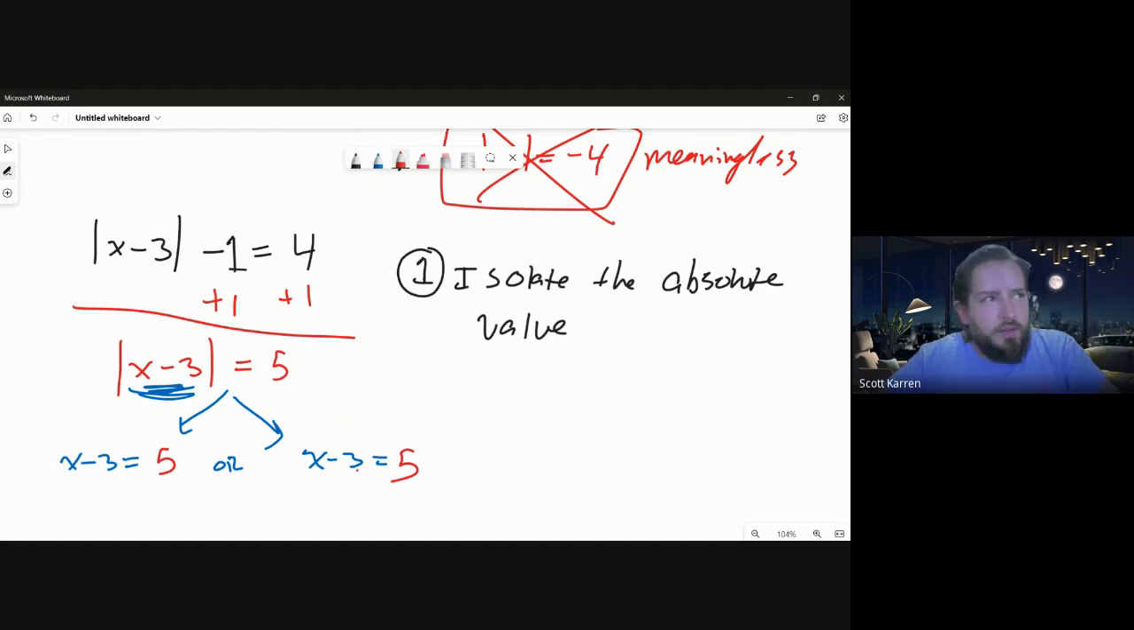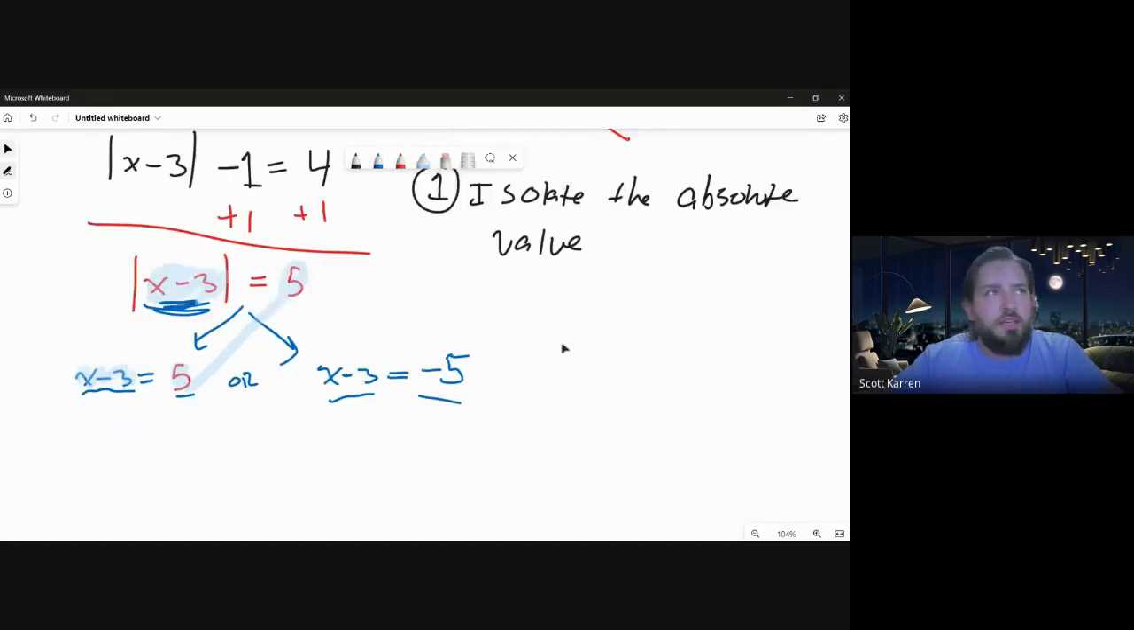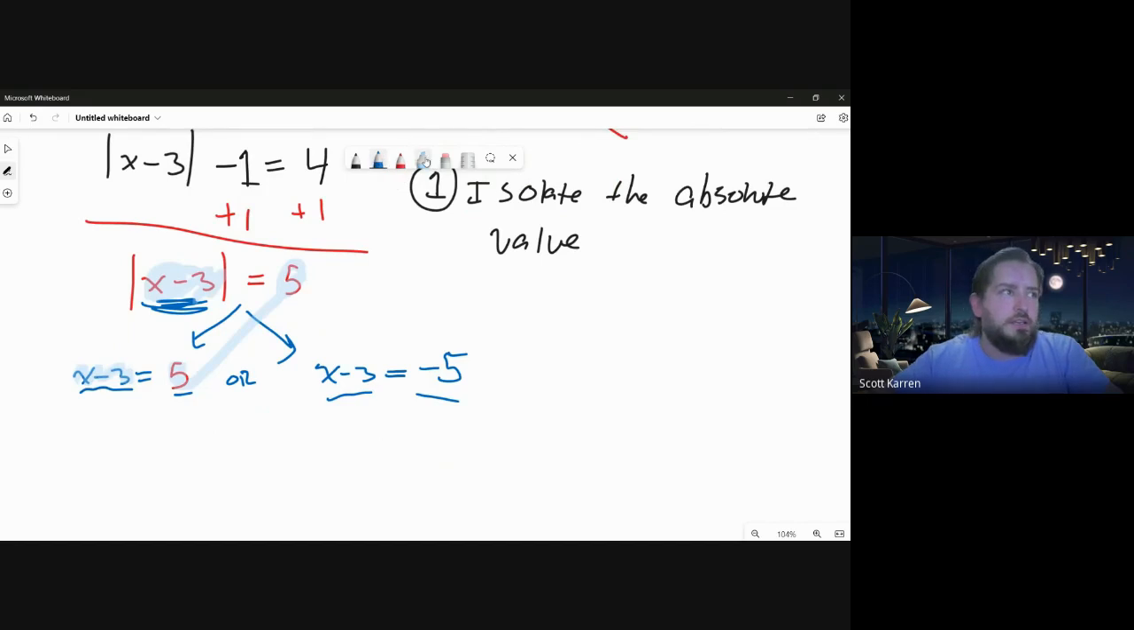So I add 1, of course, 4 plus 1 is 5. And so what happens then is that what's inside the parentheses here, this x minus 3, is either the positive of 5 or the opposite, which I didn't write because I goofed up. There we go. So that's what we have. It's either equal to 5 or it's equal to negative 5. And then I just solve both of these individually.